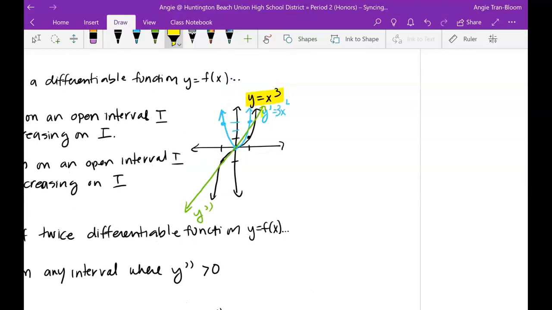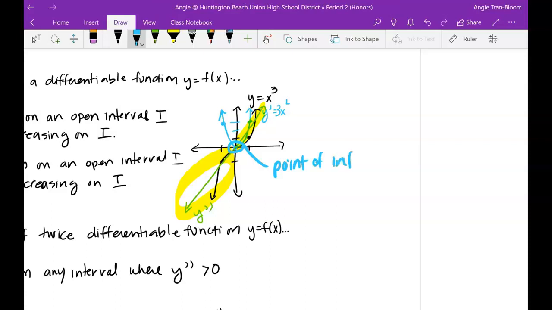Here's y prime. Y prime is the green one. Can you see that there's positive on one side and then negative down here? So the point of inflection is right here. Okay, so that's what it means by point of inflection.